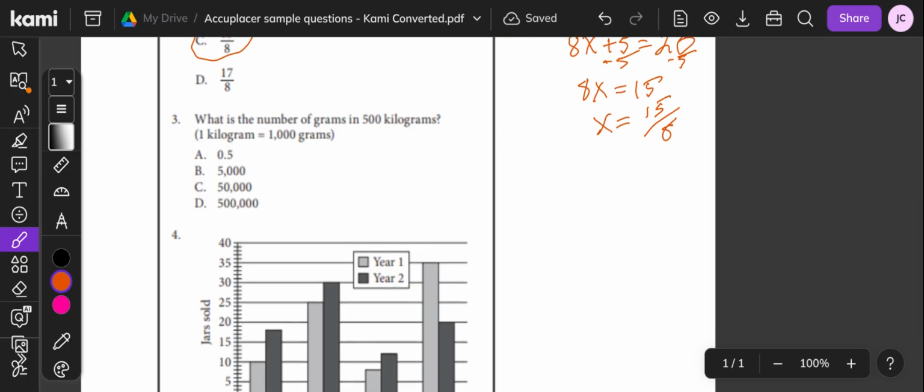What is the number of grams in 500 kilograms? It says 1 kilogram is 1,000 grams. So that means if I have a kilogram and I want to know how many grams it is, I multiply it by 1,000. So I have 500 kilograms that I'm going to multiply by 1,000, right? So that's going to be 500,000.